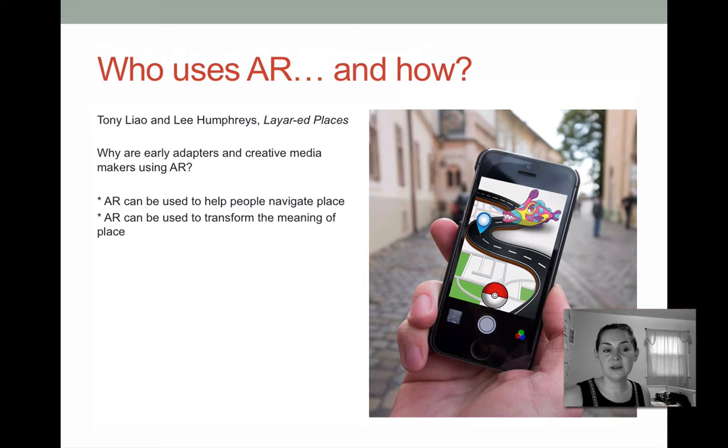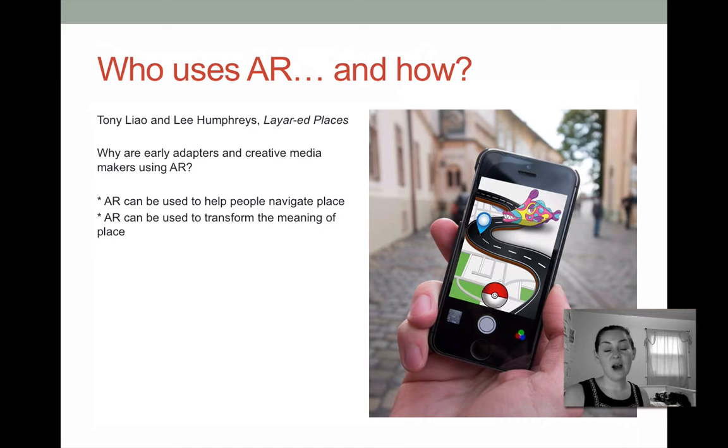Okay, so who uses AR and how? This is where the Tony Liao and Lee Humphreys article becomes really interesting. Why are early adopters and creative media makers using AR? This article was written several years ago, as AR is relatively new, and the two scholars went in to identify and then speak with early adopters, people who are getting started with AR as makers, most of them, and why are they using this to make? So two things come of this, two things relevant to us that I want to bring to our attention.